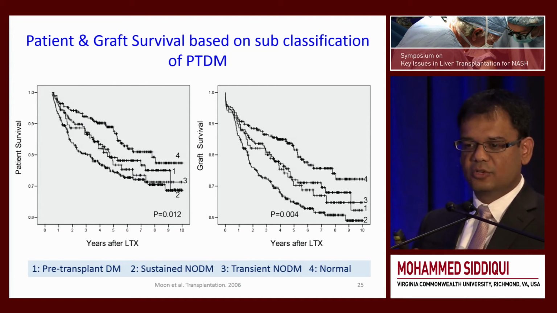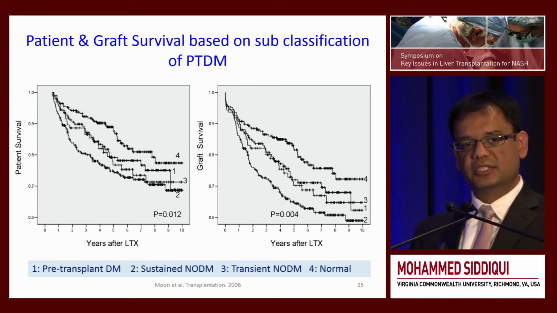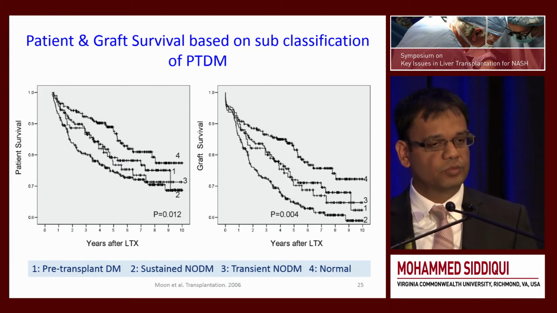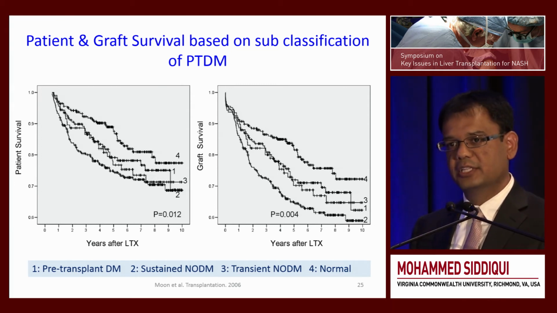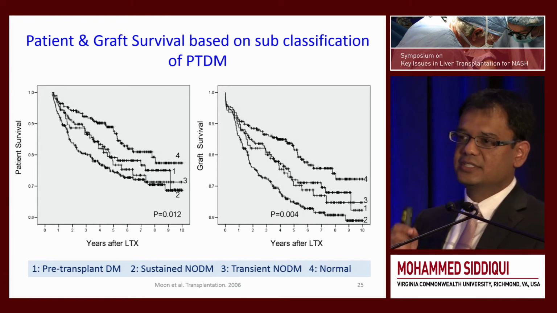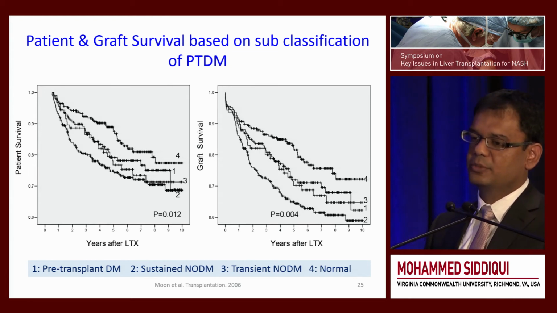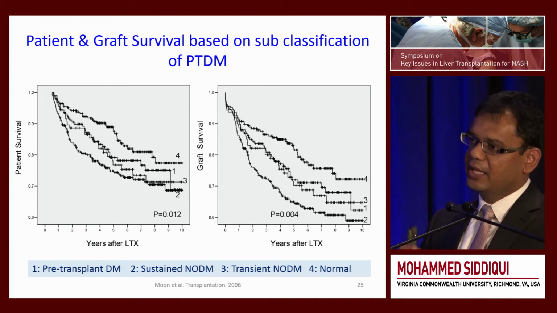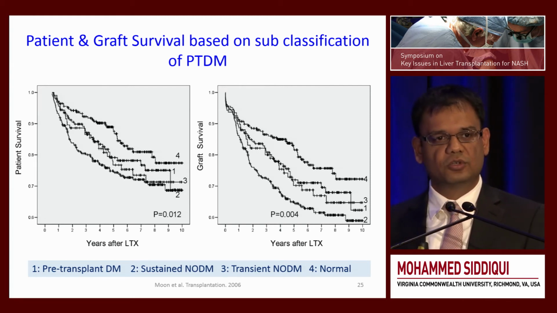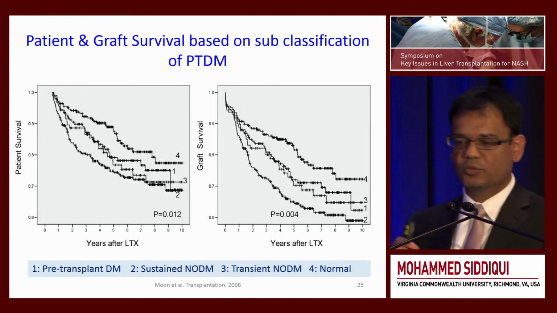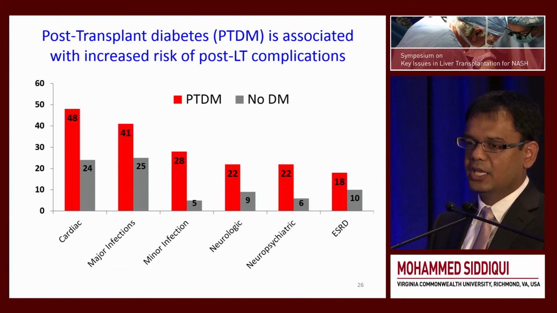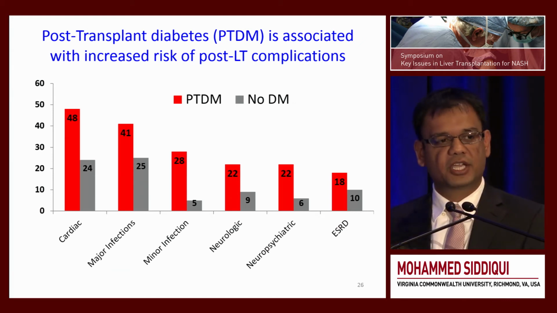However, there's an interesting group, which is group number 3, and these are the cohort that actually developed transient diabetes. So they had diabetes for more than 1 month, but less than 6 months. And there's a significant difference in this patient population with regards to both patient survival and graft survival. And this likely represents underlying glucose intolerance that was not picked up by the current methods of diagnosing diabetes. And the reason why diabetes is important is because of this.